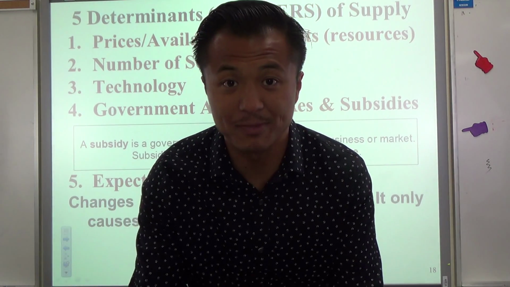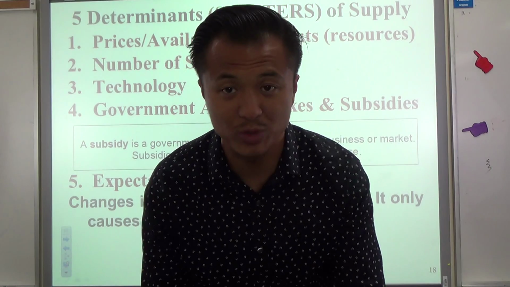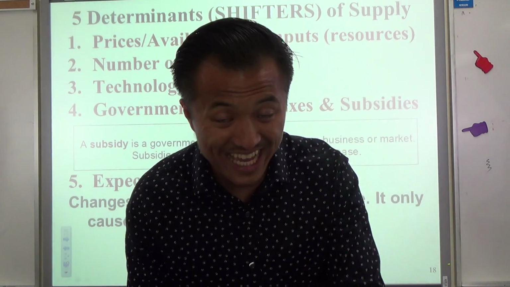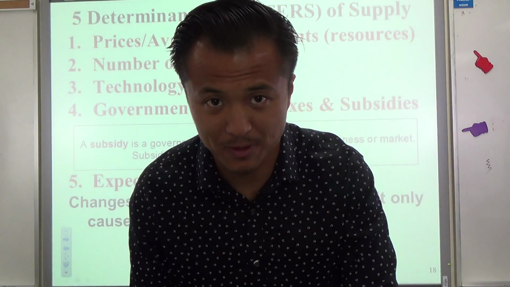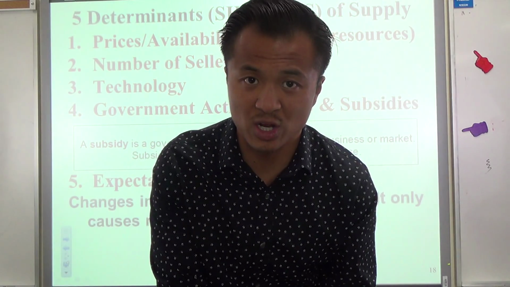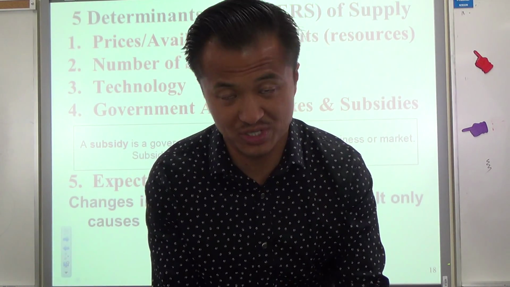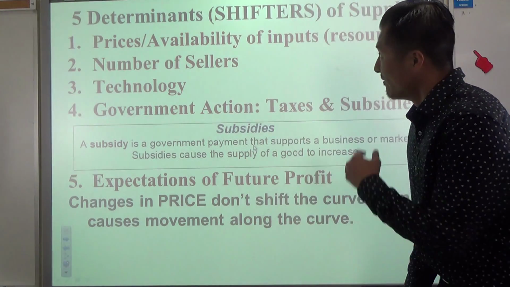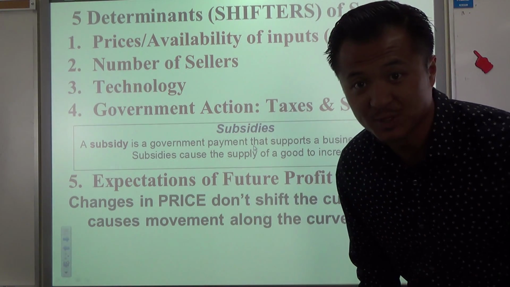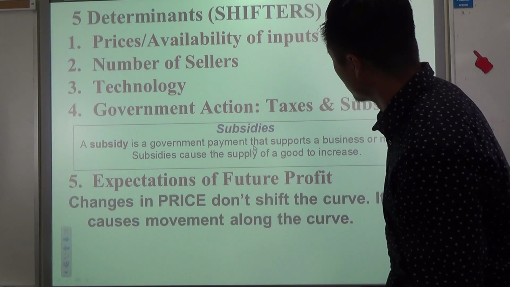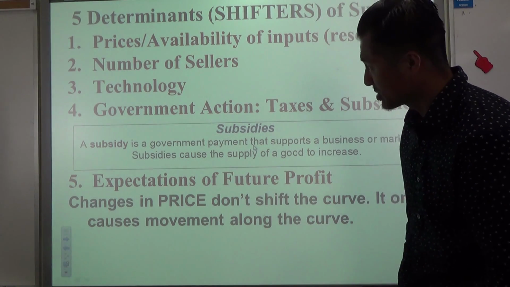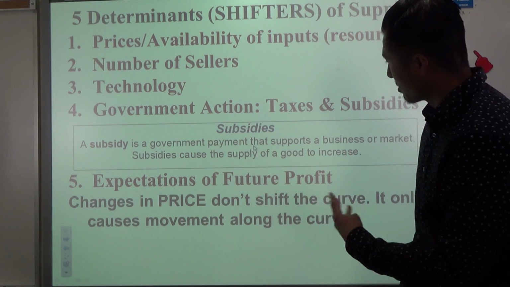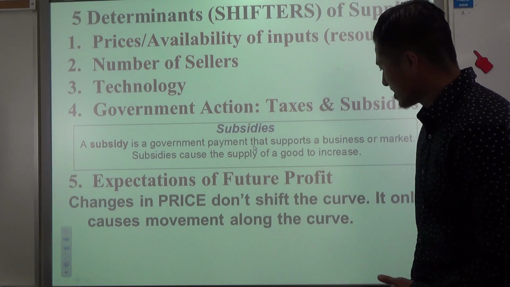Yesterday we talked about demand and the shifters for demand, and then we talked about supply. And today we're going to be talking about the shifters for supply, right? There are things that are going to cause the supply curve to shift to the right or shift to the left. So let's talk about them. There's 5 of them, okay? 5 determinants. The first one is prices and availability of inputs. Number 2 is the number of sellers. We have technology, government action, and expectation of future profits.